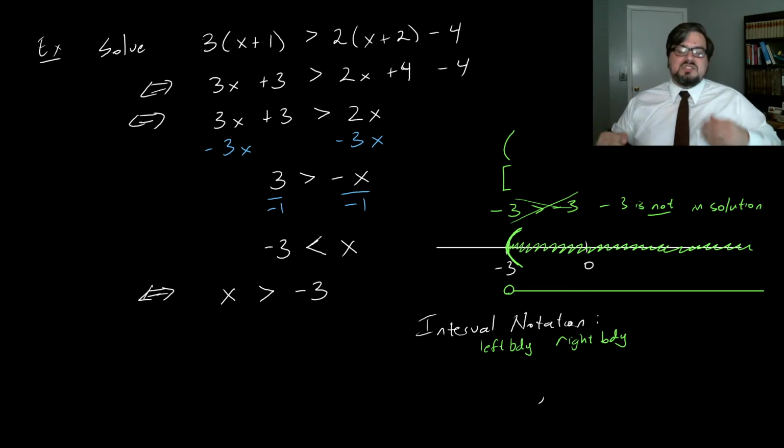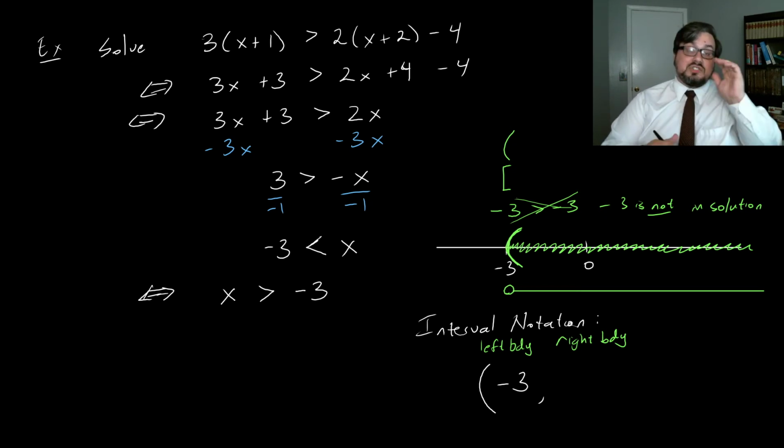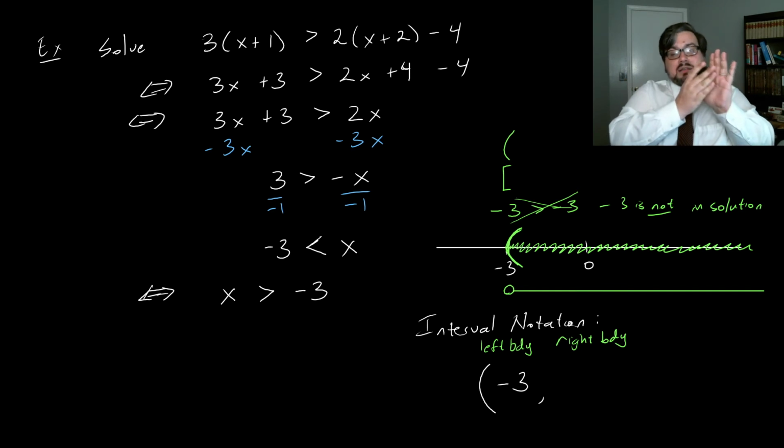We ask, what's the limit on how small x can be? What's the lower boundary on how small x can be? And in this case, it's -3. That's the limit on how small x can be, and it gets a parenthesis. It gets a parenthesis because we don't include -3. Our interval of solutions is going to start at -3, but not including it. It's going to include all numbers bigger than -3, but not actually -3. And so that's why -3 will get a parenthesis in this example.